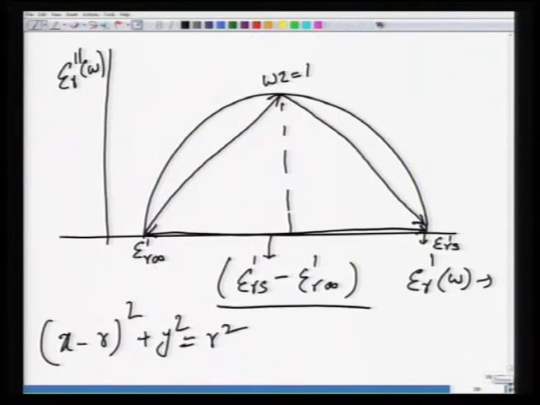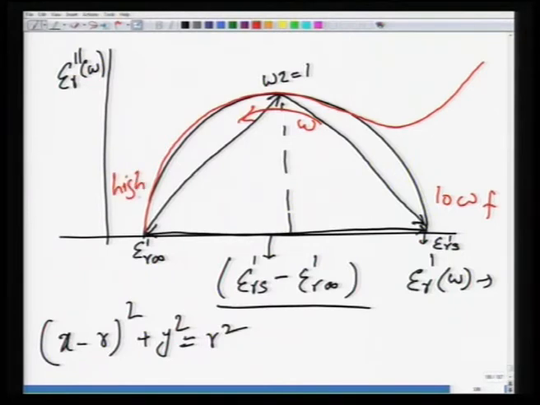Often what you see in reality is that you do not get a perfect semicircle, but a semicircle with a tail. This tail often represents high losses in the material or a distribution. If you have this dashed line on the low frequency side, this is low frequency, this is high frequency, and if you have a tail, this tail indicates high losses. Basically, at low frequency your epsilon r double prime is very high, which means the material is very lossy.